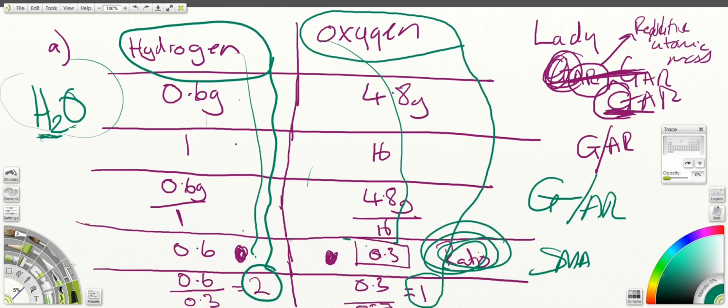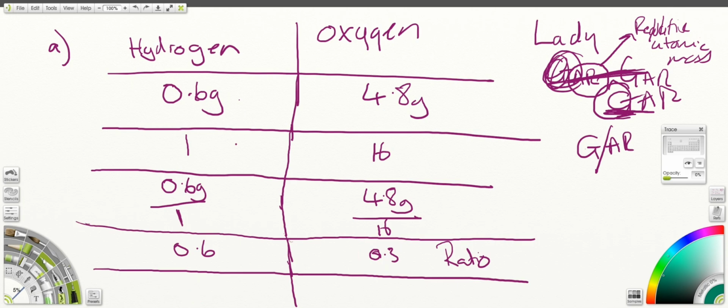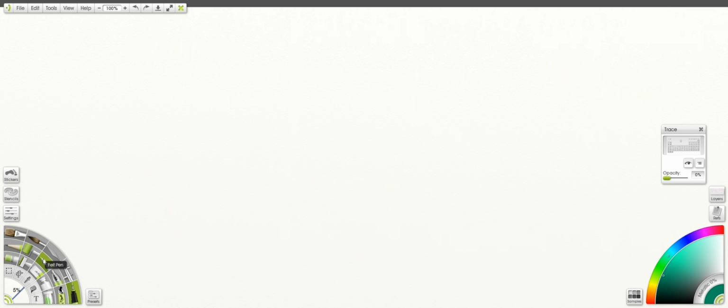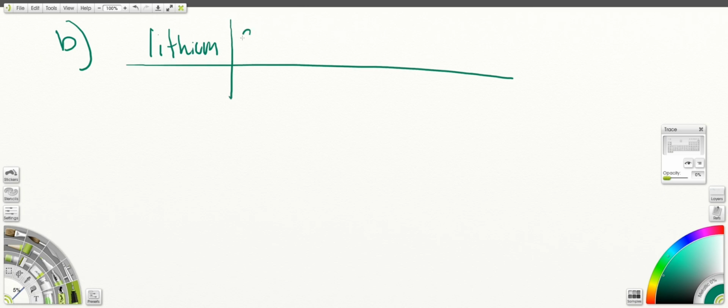So guys, have a go at number 2 yourselves. Pause the video at B, have a go at B, and see how you do. Remember to make the columns for each section. You can pause it now and then unpause it once you're done. So with B, I'm going to draw my headings first. So I've got lithium, after which I've got carbon, and after which I've got oxygen.